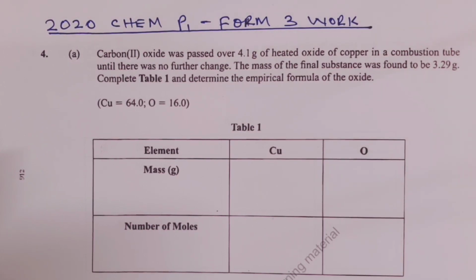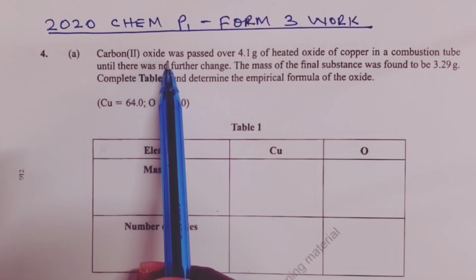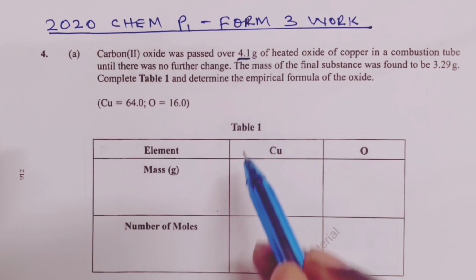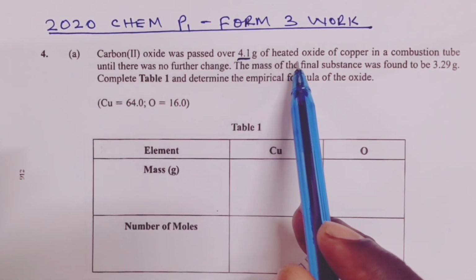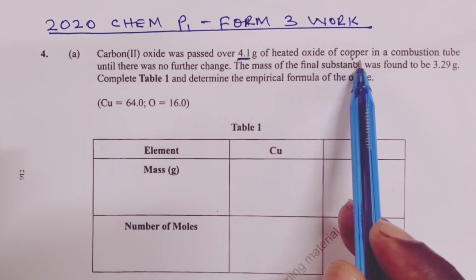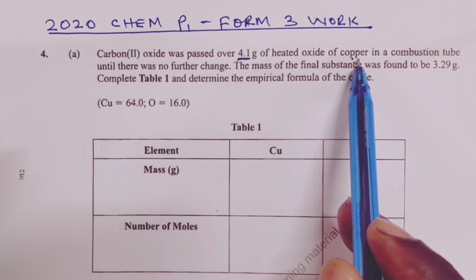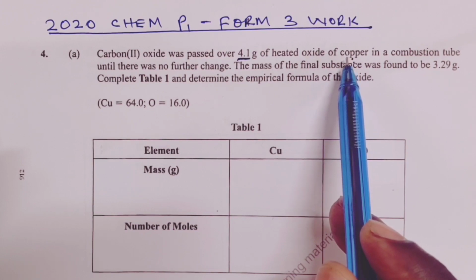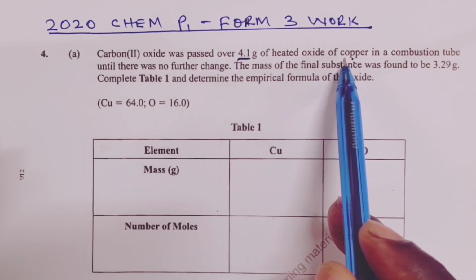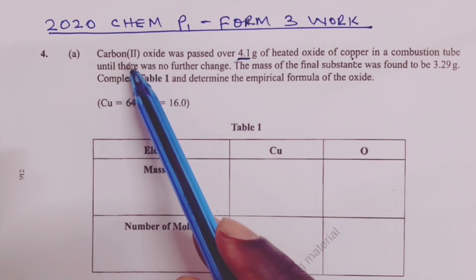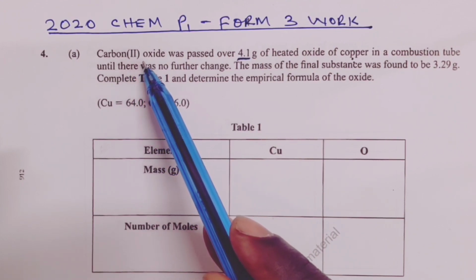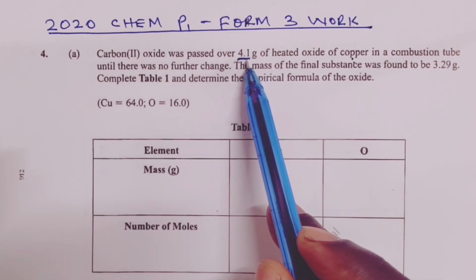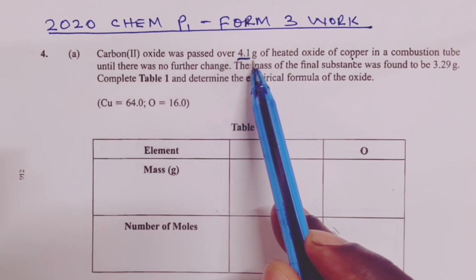So in part A, carbon 2 oxide was passed over 4.1 grams of heated oxide of copper. Here we expect the oxide of copper to be reduced to copper metal using the reducing agent carbon 2 oxide. So the mass of oxide has been given here as 4.1 grams.